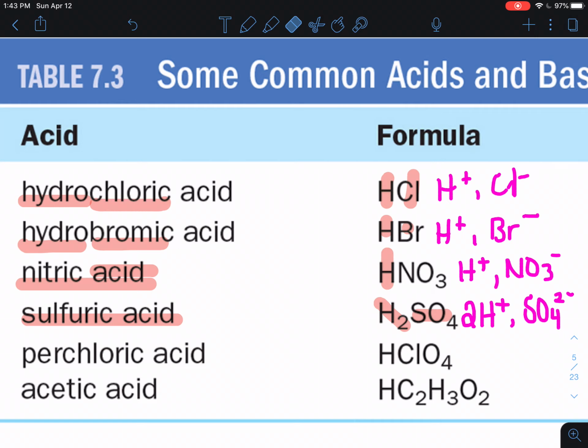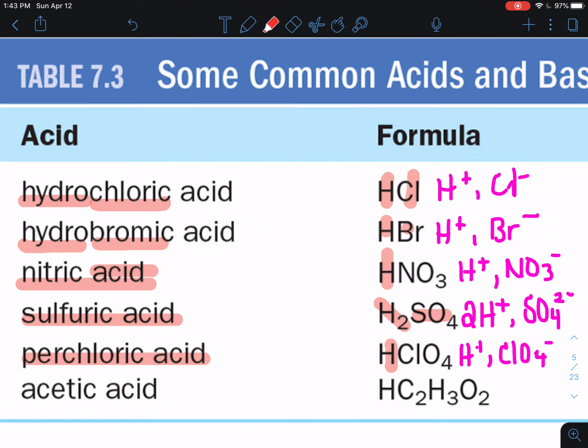Perchloric acid is another one. So let's go ahead and do perchloric acid. Big take-home message right here, H+, so it's going to ionize again into H+ and ClO4-.